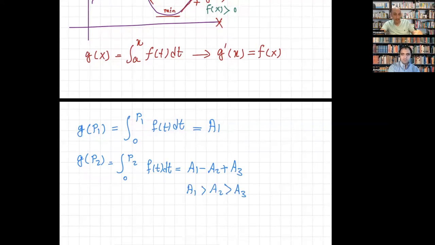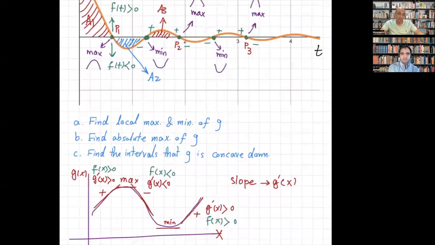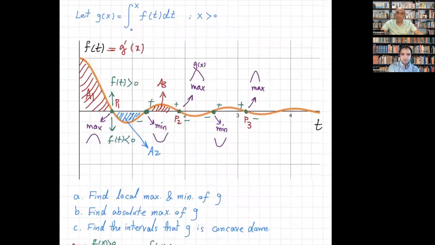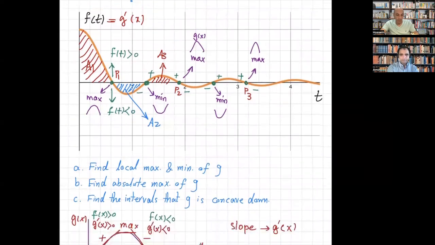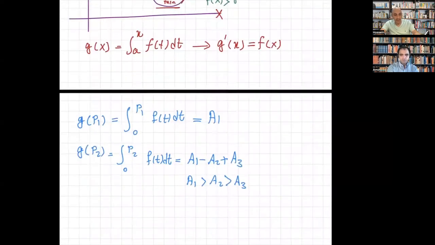As a result, when you look at the graph, you can see that the curve is experiencing attenuation. As t increases, we have a damping curve. Exactly. And so as a result, I can say the second term, g at P2, is less than g at P1.